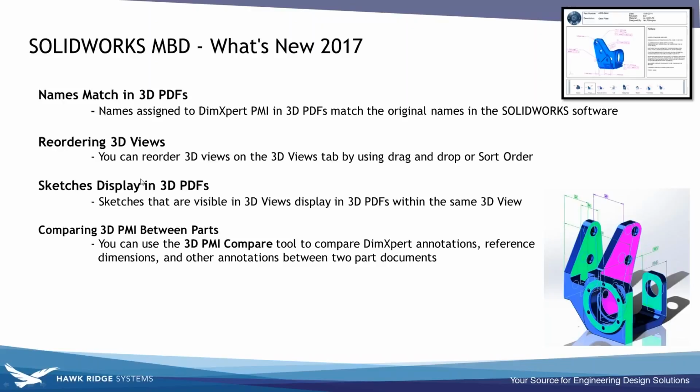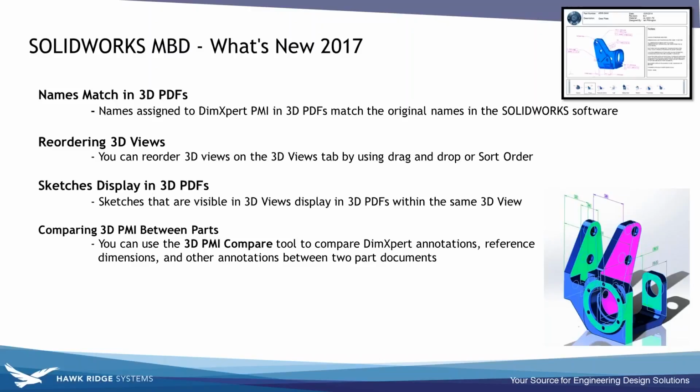Reordering 3D views. So when we are in SolidWorks and we have the 3D views at the bottom, you just take and drag those anywhere you want. It repositions them, so when you save out that 3D PDF, they're in the correct orientation. So, sketches display in 3D PDFs. So now when you create that 3D view, if you have any view sketches visible, those sketches will actually go into the view. If you don't want the sketches, just hide them.